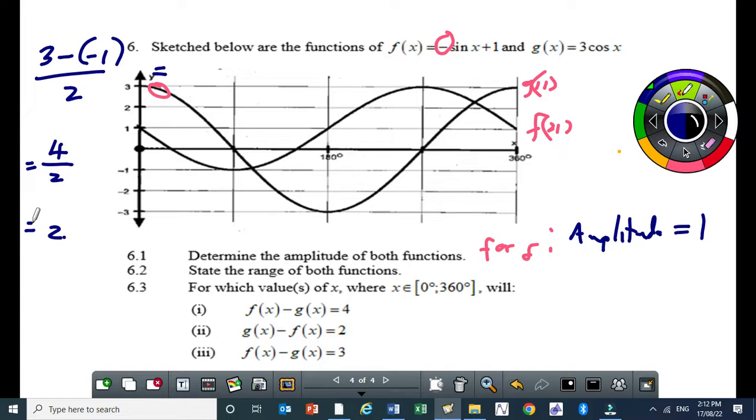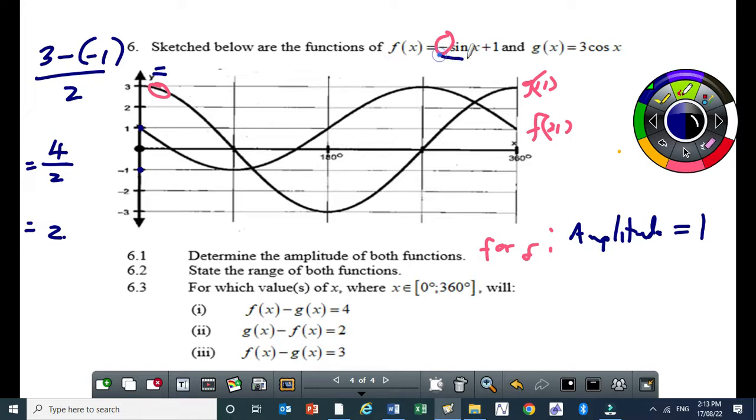Look here. The distance from minus 1 to 1 is what? What's the distance between 1 and minus 1? It's 2. What's the distance between 1 and 3? It's a 2. So the amplitude is a 2. But the equation does not indicate that there is a negative 2. Which means there is a problem there.